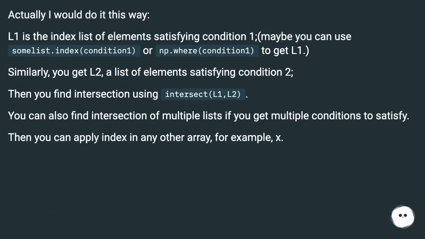Actually, I would do it this way. L1 is the index list of elements satisfying condition 1. Maybe you can use list.index with condition 1, or np.where with condition 1, to get L1. Similarly, you get L2, a list of elements satisfying condition 2. Then you find the intersection using intersect, L1, L2. You can also find the intersection of multiple lists if you have multiple conditions to satisfy. Then you can apply the index in any other array, for example, x.